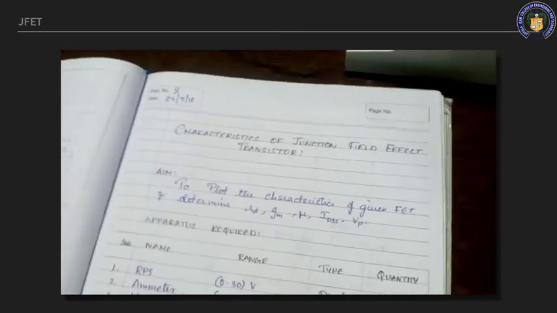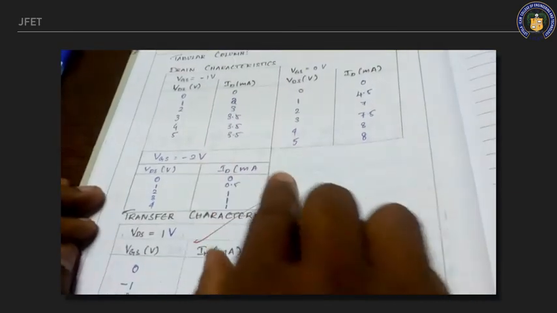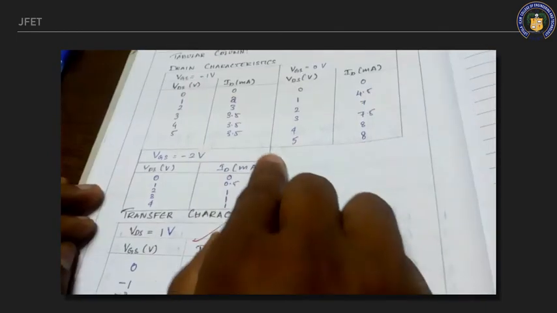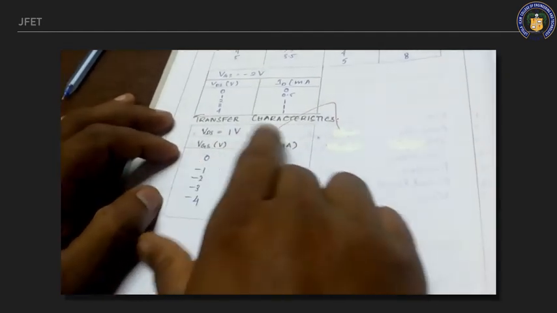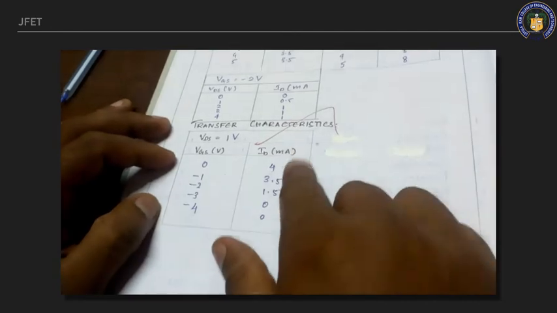VGS minus 2 volts, and note the corresponding readings of VDS and ID current. ID current is in milliamps. For transfer characteristics, VDS is 1 volt. Take VGS and the ID current. VGS is 0 and ID current is the corresponding reading value.